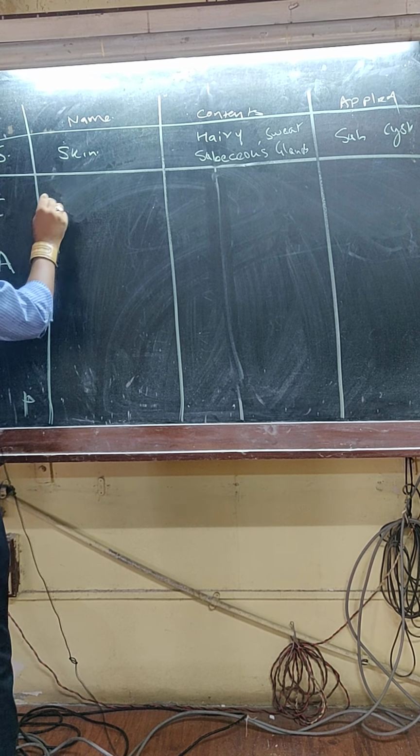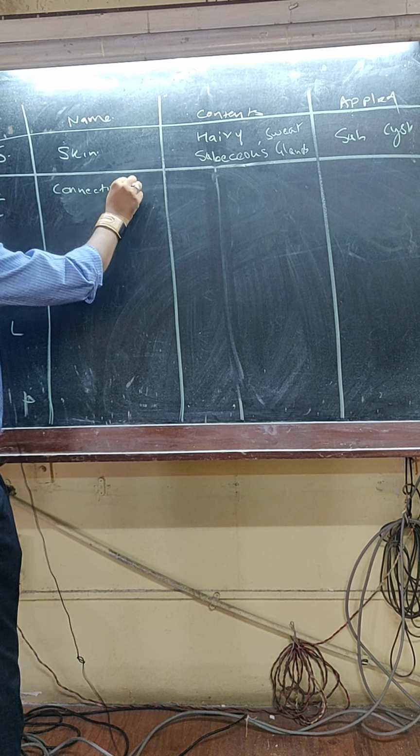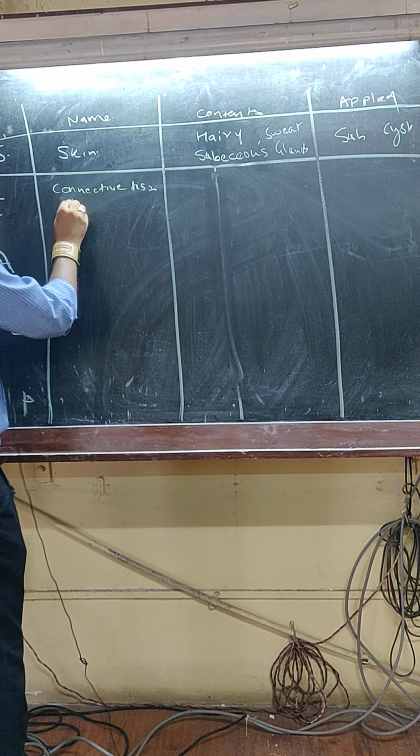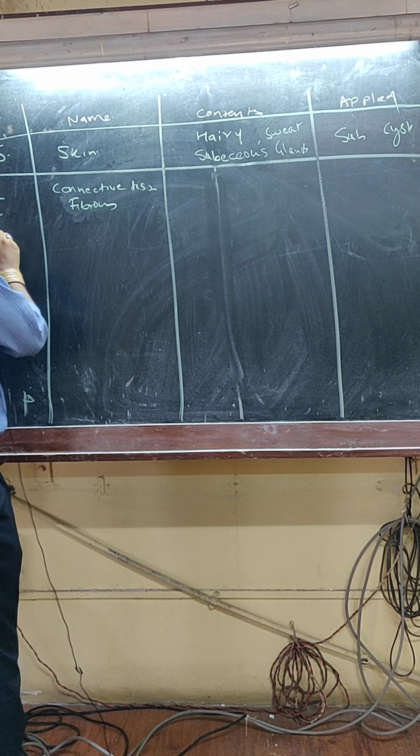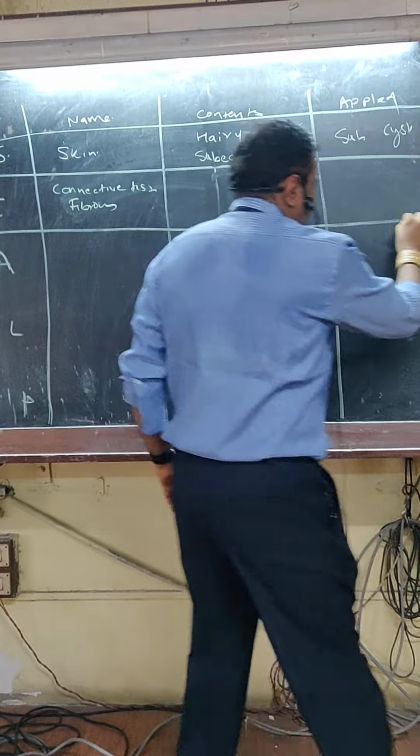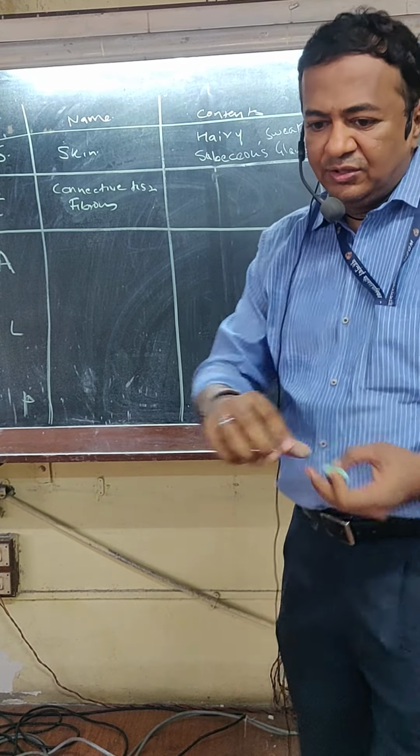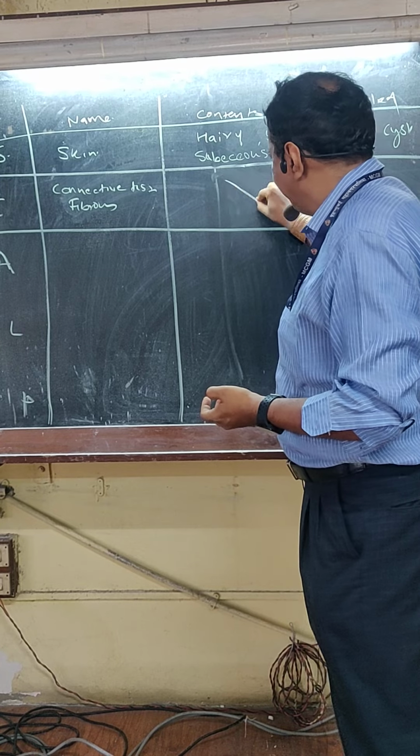Next is the connective tissue. Connective tissue, which is fibrous. Normally what do we call connective tissue? Connective tissue, which is fibrous. So fibrous connective tissue, understand this. These are the fibers.